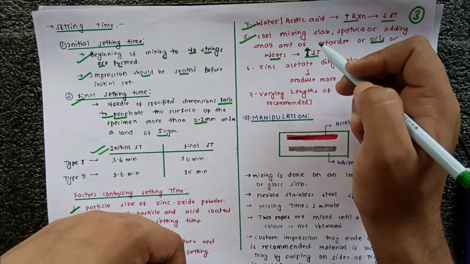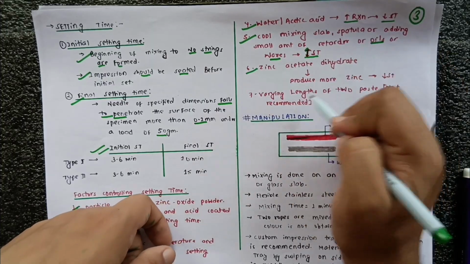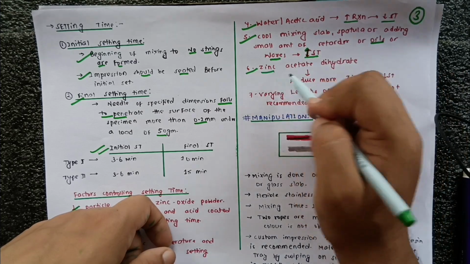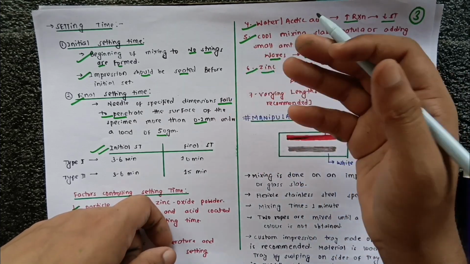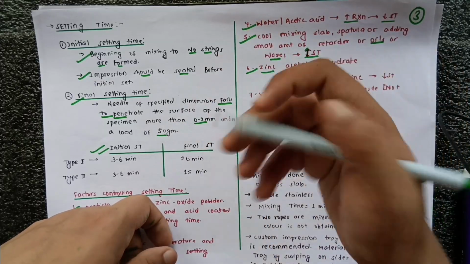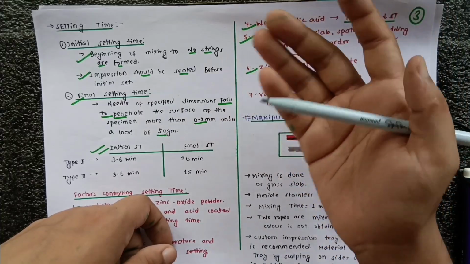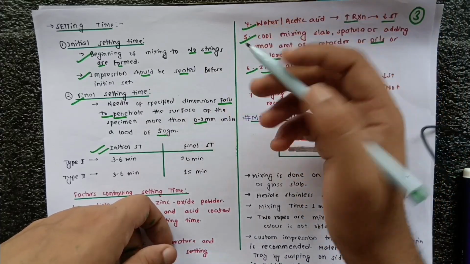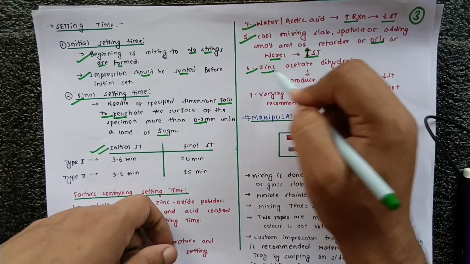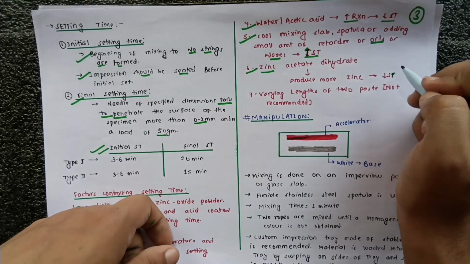And zinc acetate dihydrate is an accelerator and it produces more zinc and decreases the setting time. So zinc is present there, and more zinc is released from this. Also, in the previous paper I discussed that zinc acetate dihydrate is more soluble than zinc hydroxide, and it helps in the crystalline matrix being formed faster, so it produces more zinc and decreases the setting time there.